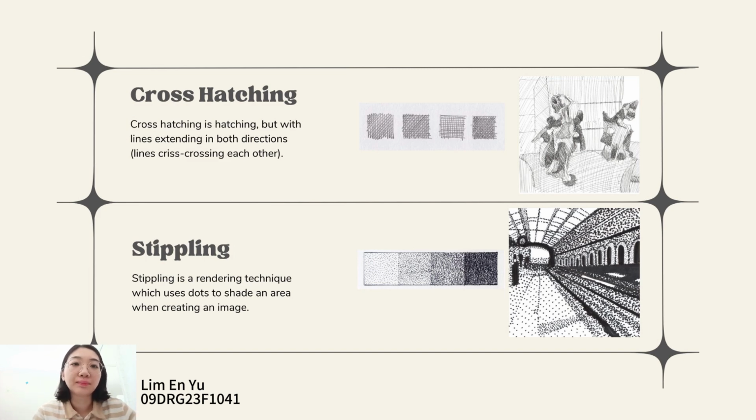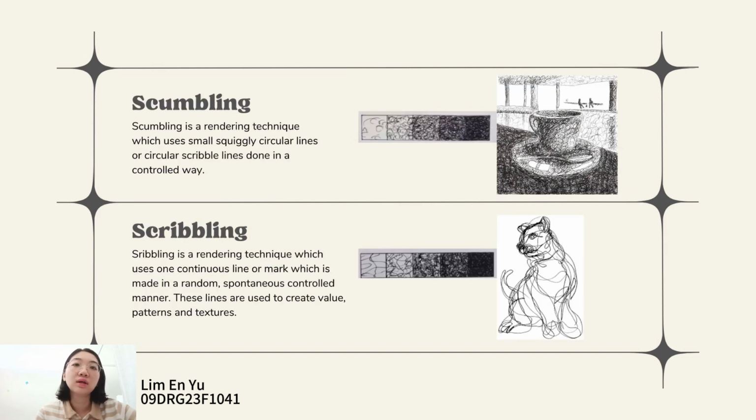And next is stippling. Stippling is a rendering technique which uses dots to shade an area when creating an image. And beside this is a drawing made using stippling. And next is scumbling. Scumbling is a rendering technique which uses circular lines or circular scribbling lines done in a controlled way. And beside this is a drawing made using scumbling.